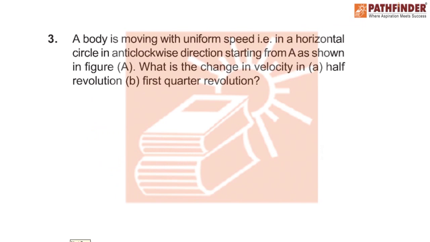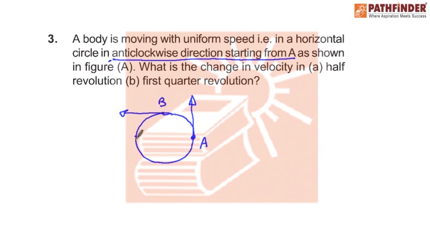Now we have a situation here where a body is moving, and as you can read from the problem, it is moving at a uniform speed in an anti-clockwise direction starting from A. Starting from A means, let us say there is a figure where it is starting from A. So here it is at A, then here at B, then here at C, and then here at D. So we know these are the directions of the velocities.